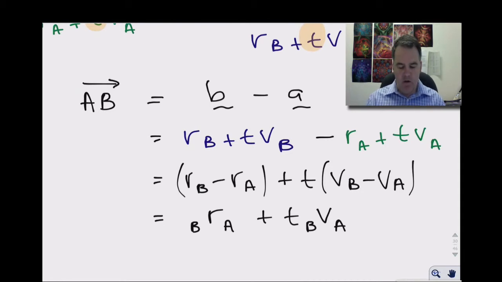Okay, now what do we know? We know that if AB represents that vector, and if we want to make the distance between those two, we want to see when is that distance going to be equal to 0, really.